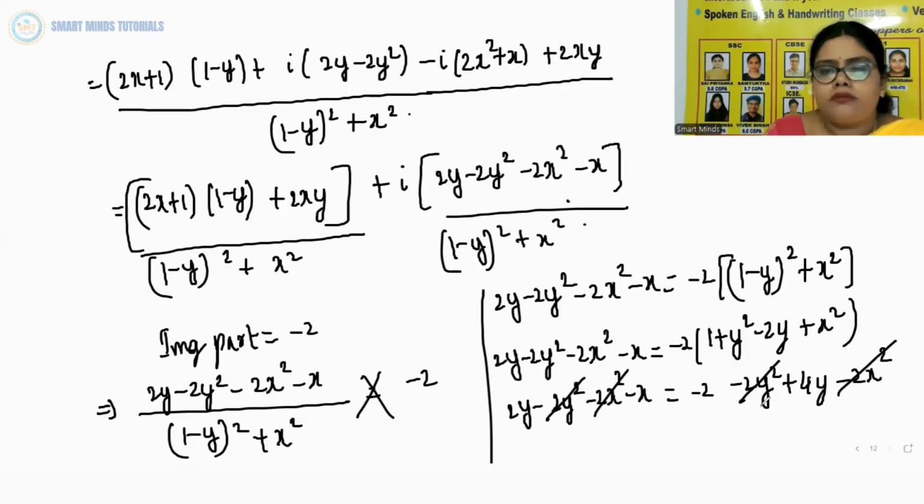Now bring all terms to one side. So let us take the left hand side terms to the right hand side. So you will get x plus 2y minus 2 is 0. So this represents a straight line.